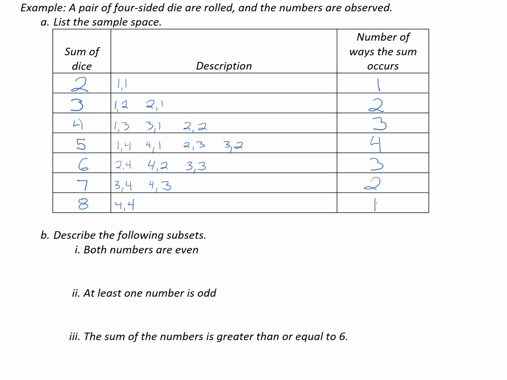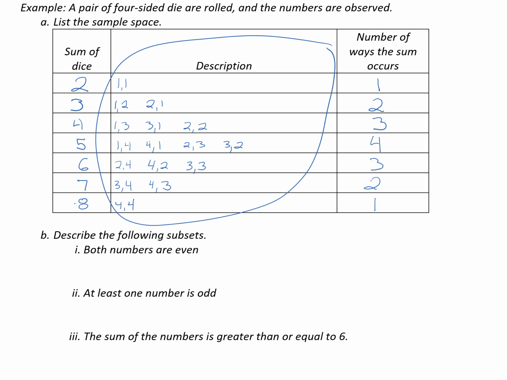So first we needed to create our sample space. Our sample space is everything in the middle if we're looking at the ways that the die can be rolled. If we're looking at the sum of the die, then the sum of the die column would be our sample space. So it depends on how it's worded.